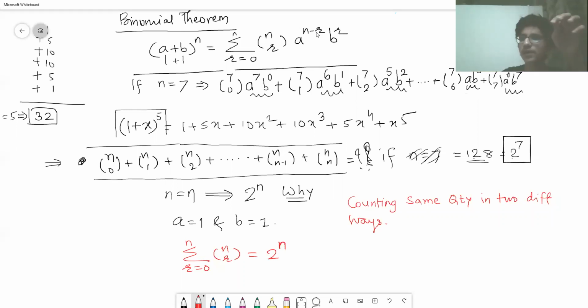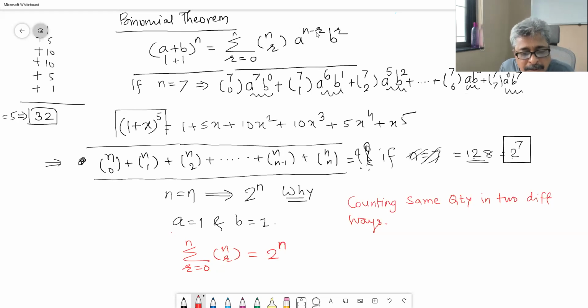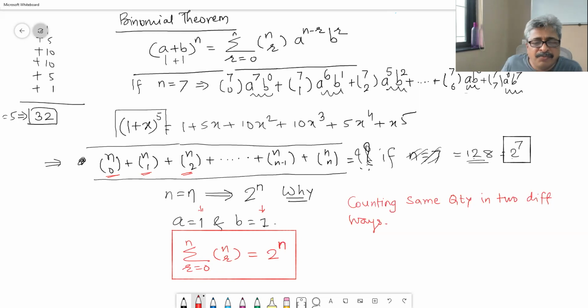But what if we take a equal to 1 and b equal to 1? It will be 2 raised to n, just because a plus b is equal to 2. Yes, but what if we take other numbers? Then you will get another result. We are looking for this result right now. Therefore, the choice of a and b that we have made is 1, 1. Correct? And therefore, we have got this identity.